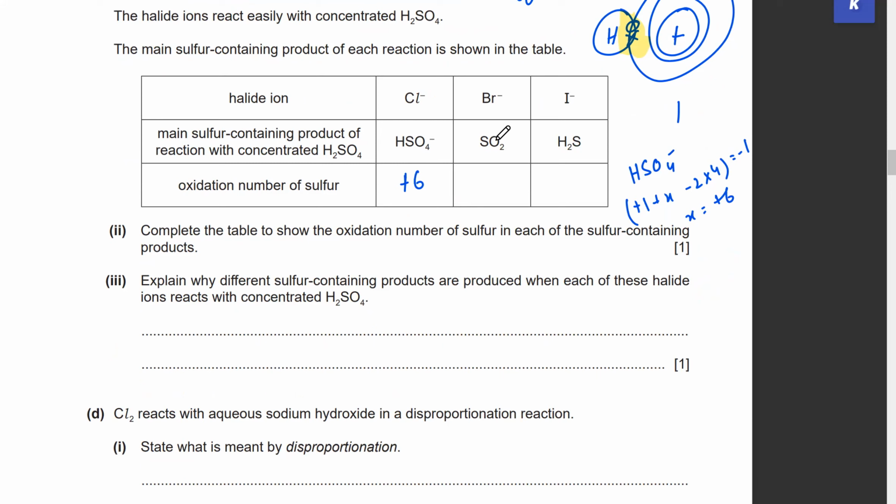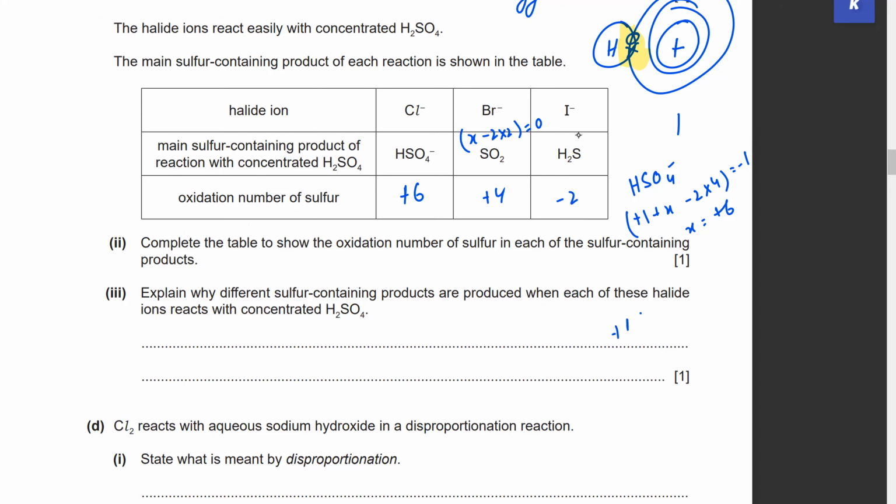What do you think is SO2? What's the oxidation state of sulfur over here? Plus 4. Yeah, that's plus 4. What about the next one? And the reason it's plus 4 is oxygen is minus 2, and the overall molecule is neutral, so it's going to come out to be plus 4. What's H2S? Sulfur is minus 2. So that one is minus 2, because H is plus 1, there are 2 of them, and sulfur is X. And it's equal to 0. It's a neutral molecule. So complete the table to show the oxidation numbers.